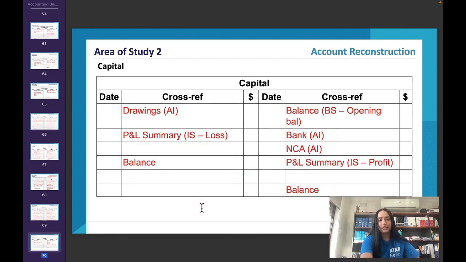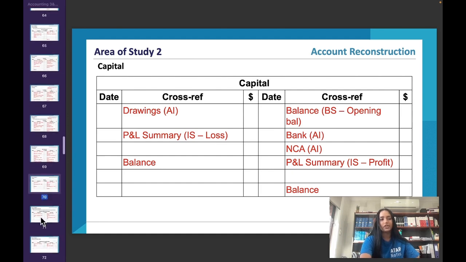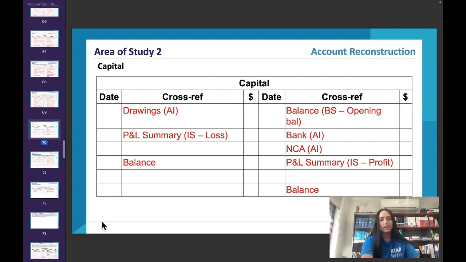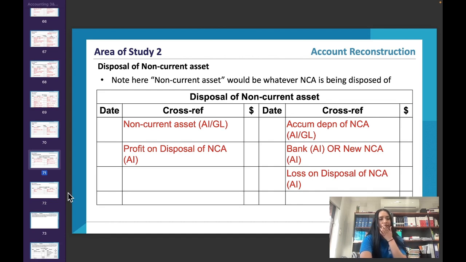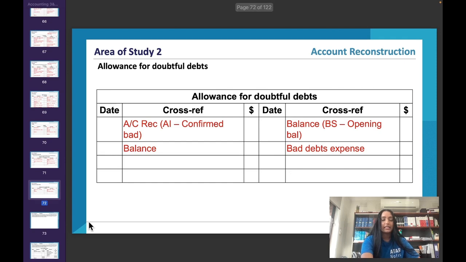This is the template for the capital account for when we're reconstructing that. This is the template for the disposal of non-current asset account, and it is possible that the question will ask you to reconstruct the disposal of non-current asset account, and similarly with the allowance for doubtful debts account.